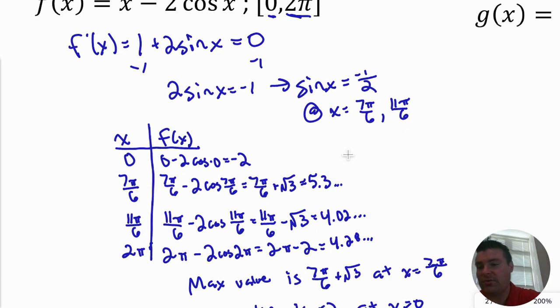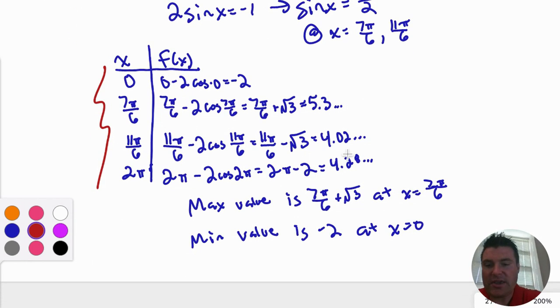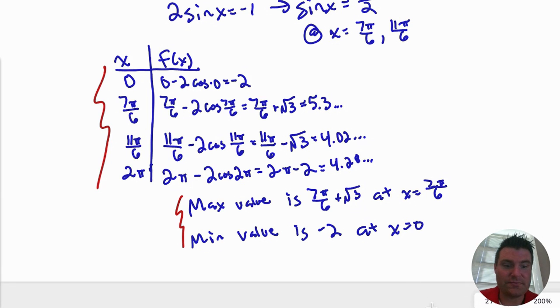For all candidates test questions, they want to show the derivative is equal to 0. They want you to show the table, and they want you to actually answer the question. So that is how you get your points for any type of candidate test question.